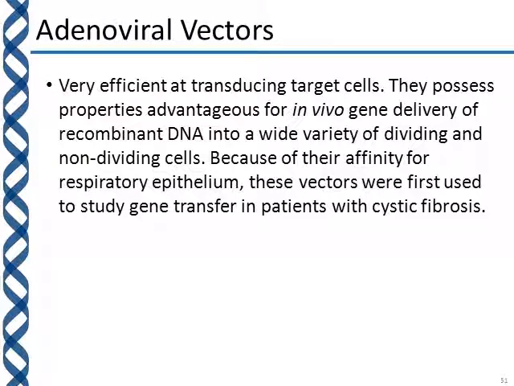Adenoviral vectors are very efficient in transducing target cells. They possess properties advantageous for in vivo gene delivery of recombinant DNA into a wide variety of dividing and non-dividing cells. Because of their affinity for the respiratory epithelium, these vectors were first used to study gene transfer in patients with cystic fibrosis.